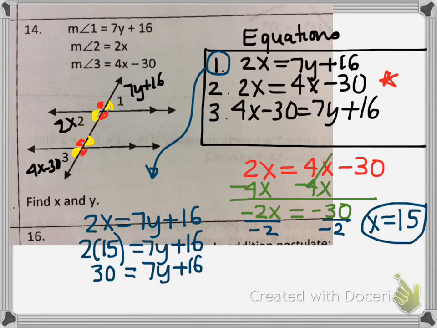So now I just need to isolate y. I'm going to subtract 16 from both sides. Always move what's not attached to the variable first. So I get 14 is equal to 7y, and if I divide both sides by 7, I would get y is equal to 2.